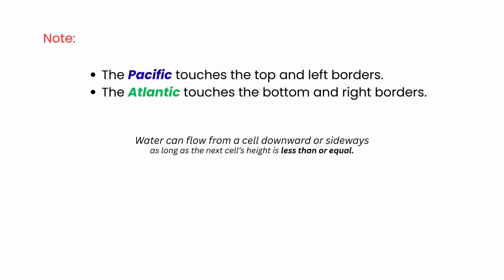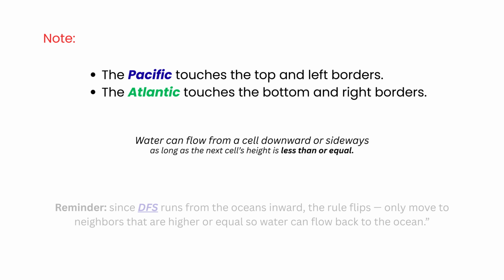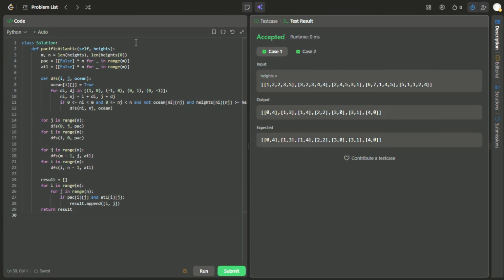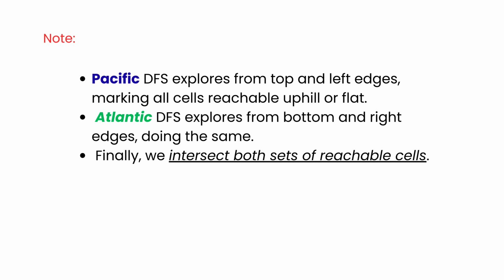Water can flow from a cell downward or sideways, as long as the next cell's height is less than or equal. But remember, since we ran DFS from the oceans inward, our rule flips. We only move from the ocean to a neighbor if the neighbor is higher or equal, meaning water could flow downhill back to the ocean. Now, here's what happens in this test. The Pacific DFS explores from the top and left edges, marking all cells reachable uphill or flat. The Atlantic DFS explores from the bottom and right edges, doing the same.